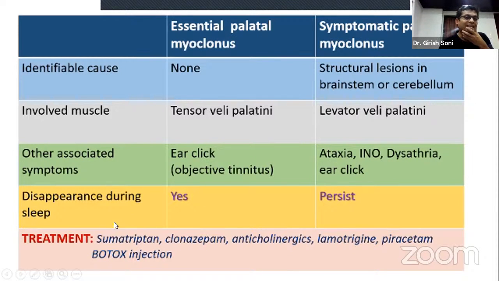Some of these patients respond nicely to sumatriptan and clonazepam. Second-line drugs like pregabalin, lamotrigine and piracetam can be tried. The last resort is Botox injection. If it is idiopathic palatal myoclonus, the tensor veli palatini at the eustachian tube opening should be targeted. In symptomatic palatal myoclonus, the levator veli palatini, the muscle behind the eustachian tube, should be targeted.